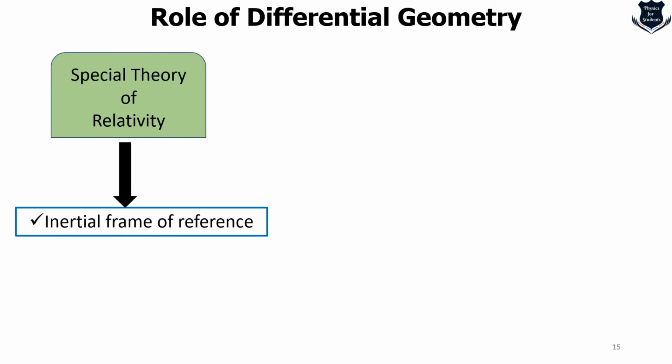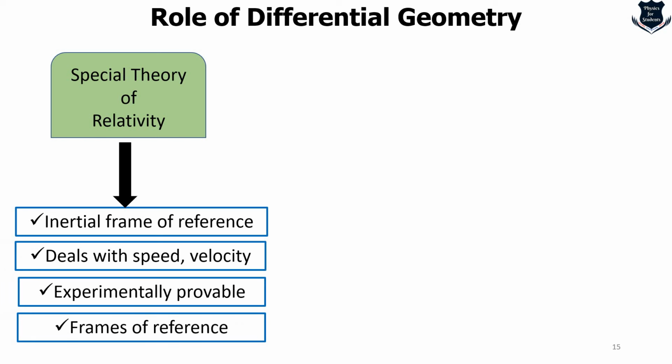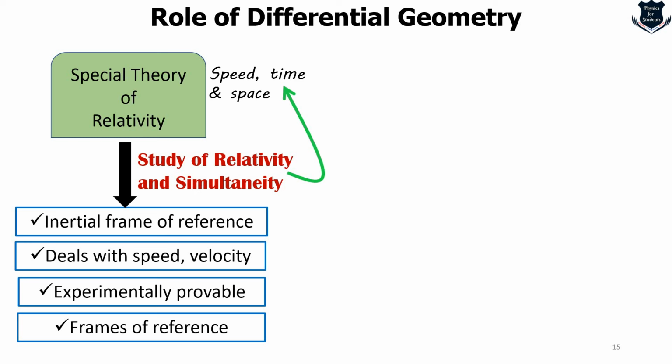Now, I hope you have seen this in the earlier video on tensors, but I would still like to tell you in this way: the special theory of relativity deals with inertial frames of reference, speed and velocity, which is experimentally provable, obviously, if you can extend those experiments. And these deal with frames of reference. From there, we can understand that the special theory of relativity is a theory of simultaneity. That means it is a study of speed, time and space.